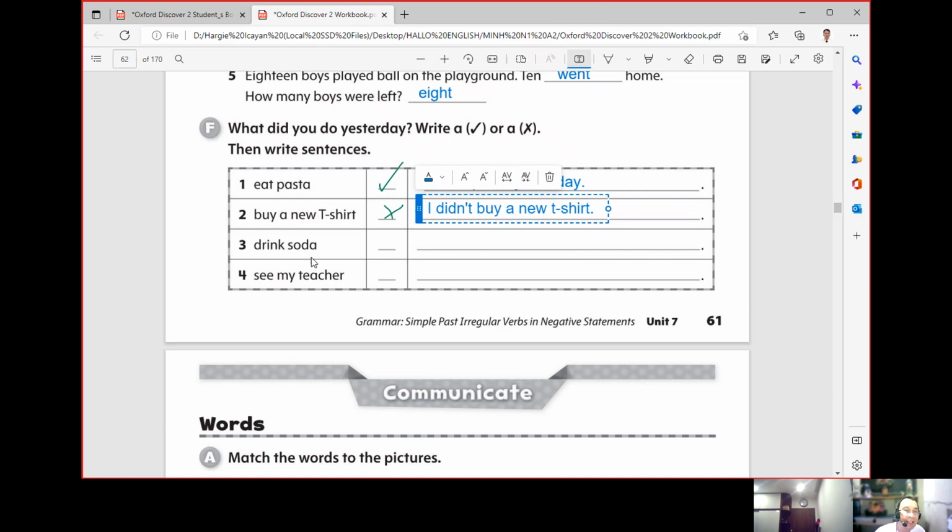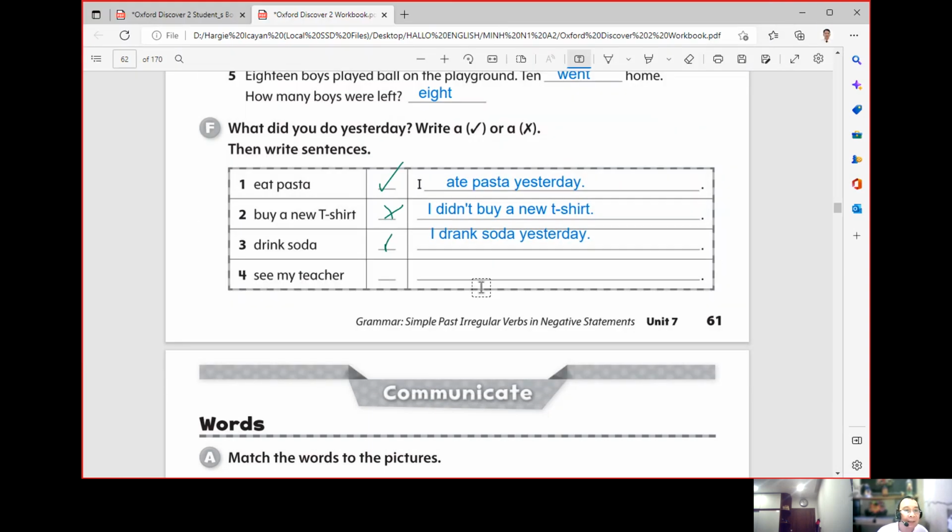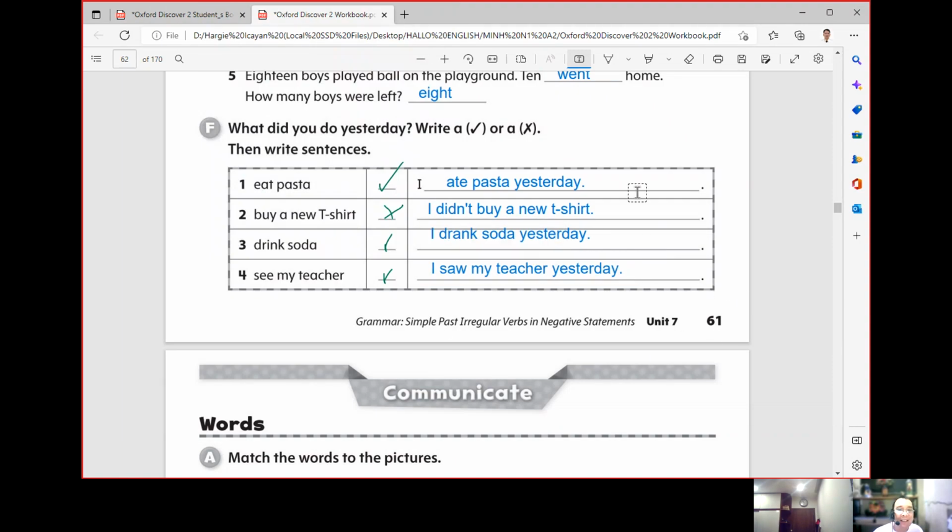Next. Number 3. Did you drink soda yesterday? Yes. Okay. So we have to check that. Can you make a sentence about that? I drank soda yesterday. Very good. Next. Did you see your teacher yesterday? Yes. Okay. Make a sentence for that. I saw my teacher yesterday. Okay, very good.